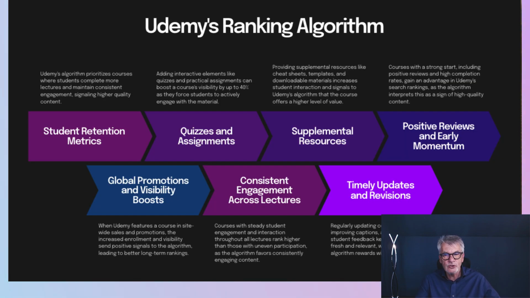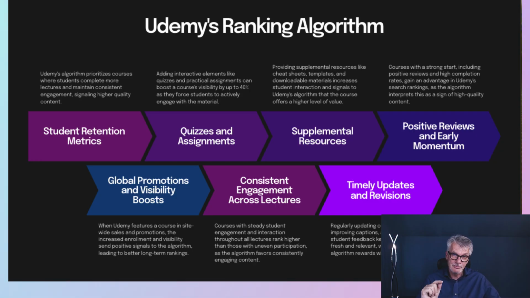So the secret sauce, how does Udemy rank your course? So getting your course approved is just the first step. The real challenge comes next, making sure that students actually find it. Udemy's algorithm decides which courses appear at the top of search results, and if yours doesn't meet a certain requirement, it may never get seen.